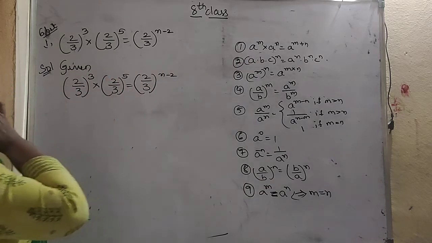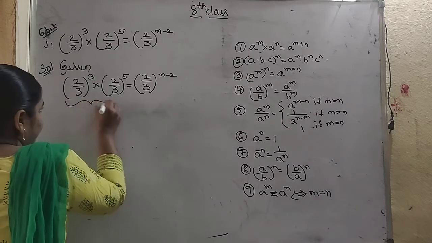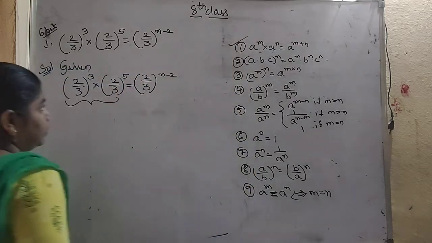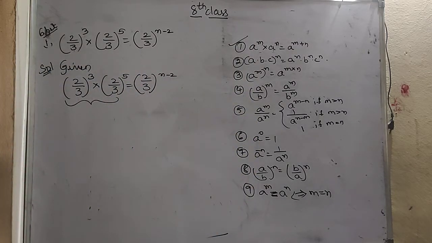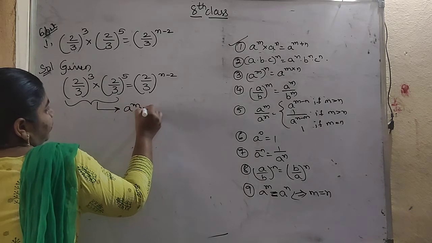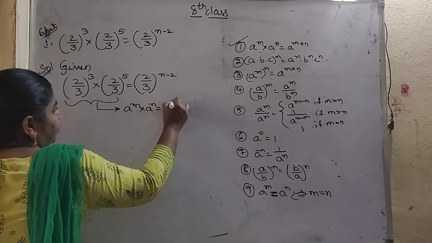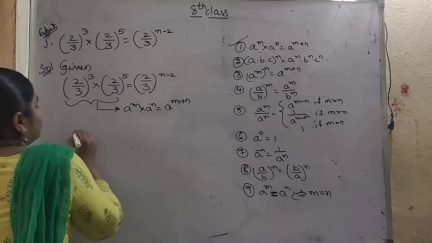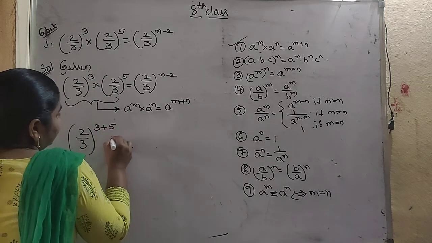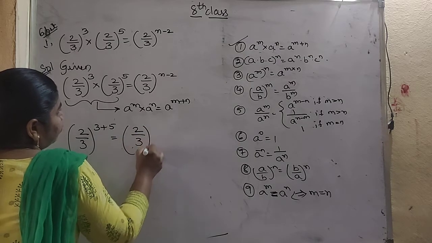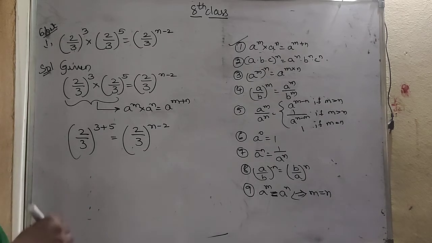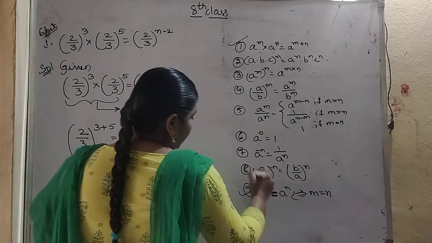Here you can apply that when both bases are equal, the powers can be added. That is the first formula we are using here: a power m into a power n is equal to a power m plus n. So we have to add both the powers. So it will be (2 by 3) whole power 3 plus 5 is equal to (2 by 3) whole power n minus 2.